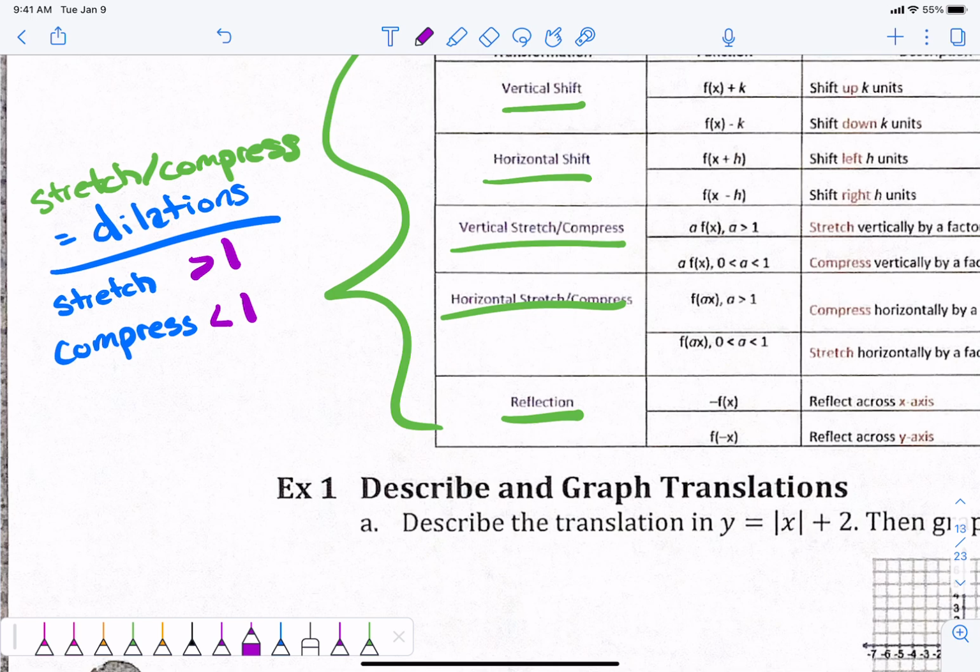So it has to be a number greater than 1 or less than 1 to be a stretch or compress, and otherwise we're just leaving it the same. Does that make sense? Bigger than 1, like doubling your height or tripling your height, that's taller. Compressing is half your height, a fourth of your height, etc. Those are compressions. All right, let's move on.